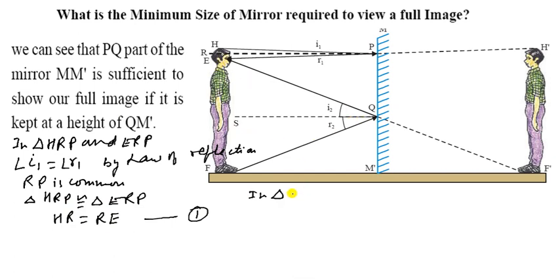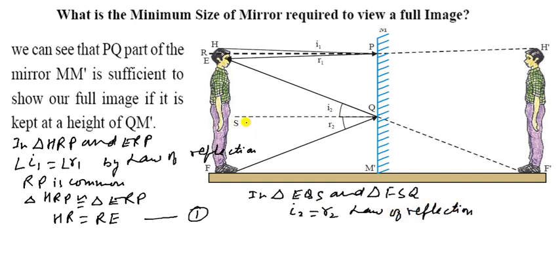Now in triangle EQS and triangle FSQ, it is FSQ. So it is the foot and it is the head. You can consider the man's height. Now in this you can say I2 is equal to R2 by the law of reflection.